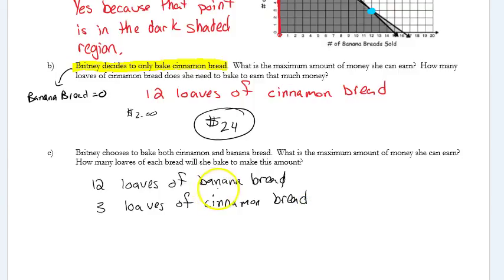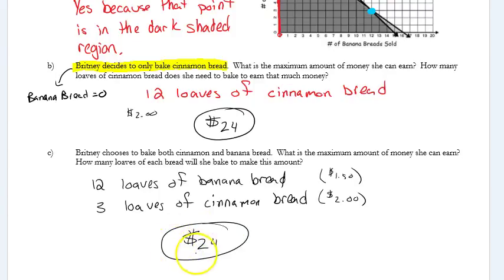And again, the prices from up top, our banana bread's $1.50 and our cinnamon bread is still $2. 12 times $1.50 plus 3 times $2. There's our magical $24. I've just maximized everything. I've sold my 15 loaves of bread and I made my $24.